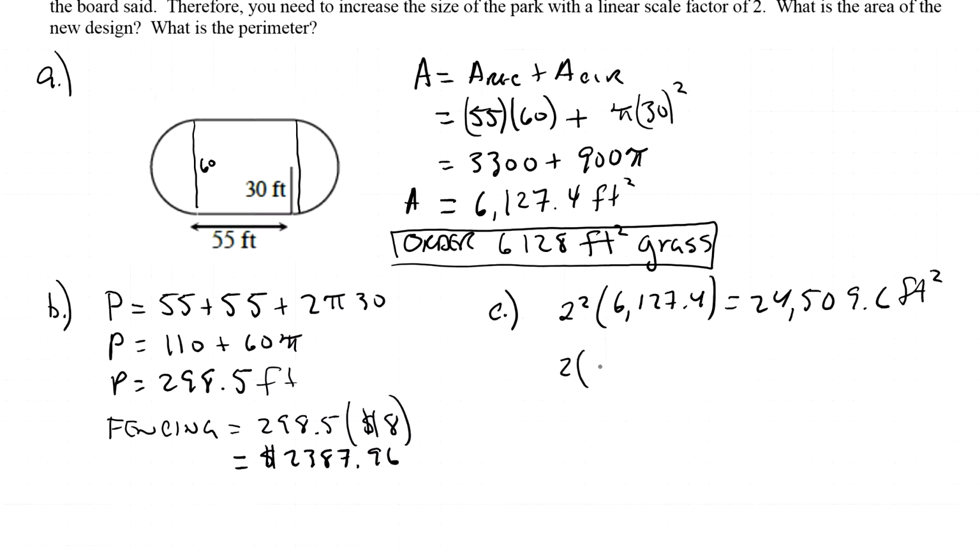And the perimeter is going to increase by a factor of 2, so that's 298.5 times 2, which is 597 feet.